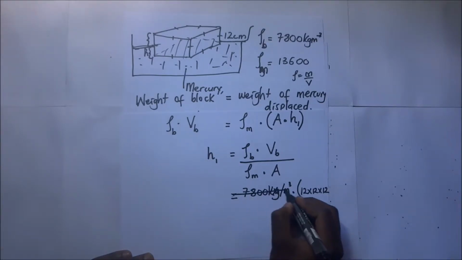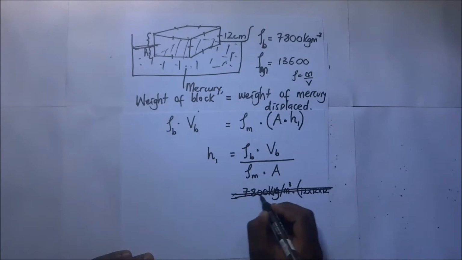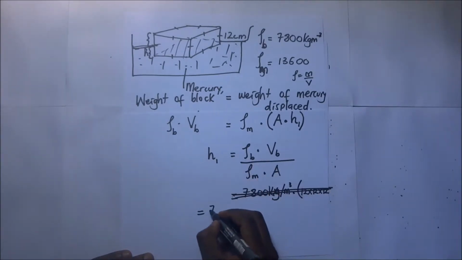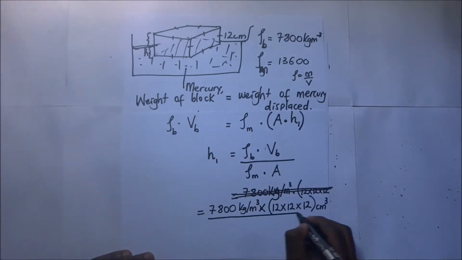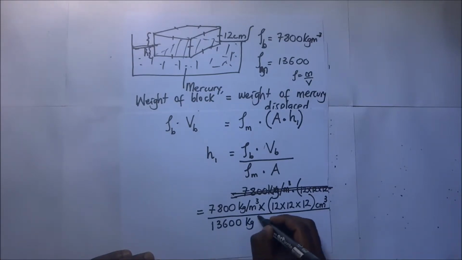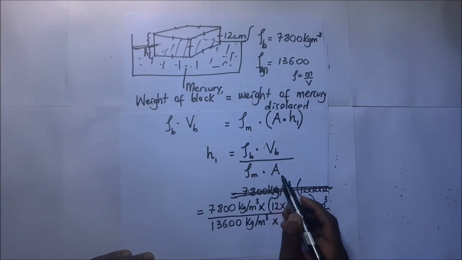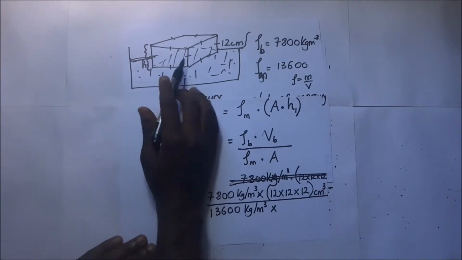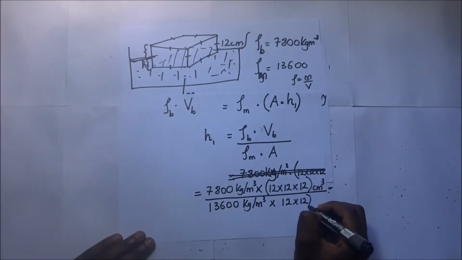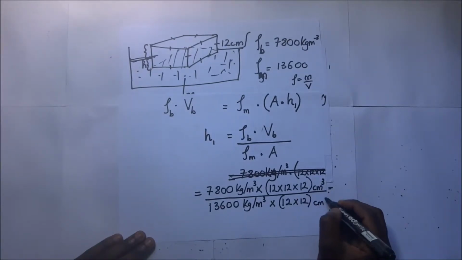Let me repeat this here in a bigger space. So this is going to become, the density of the block is 7, divided by the density of the material, which is 13600. This is in kilograms per meter cubed. Multiply that by the area. Now the cross-sectional area of that cube is 12 by 12, and this is in centimeters squared.